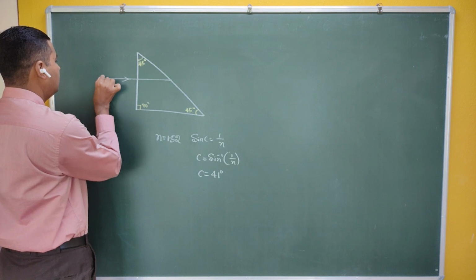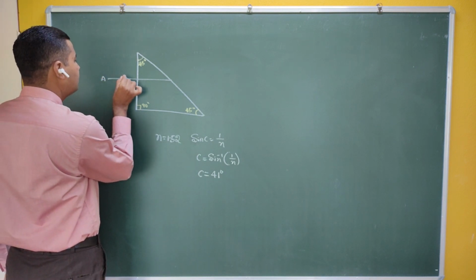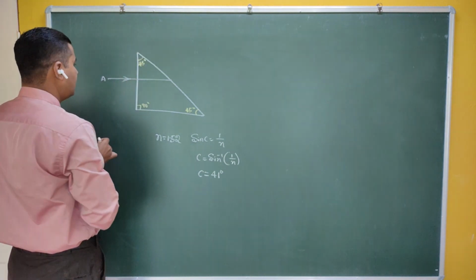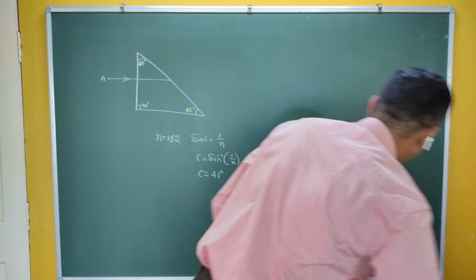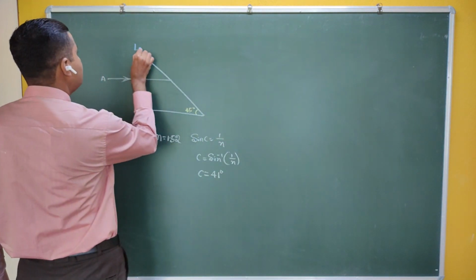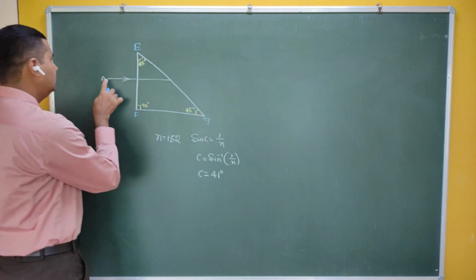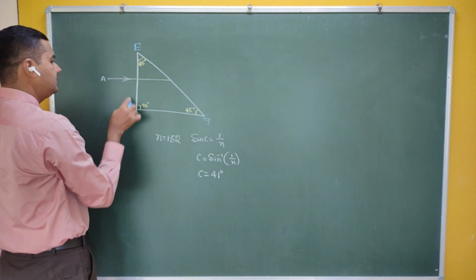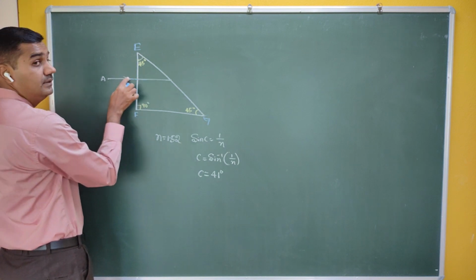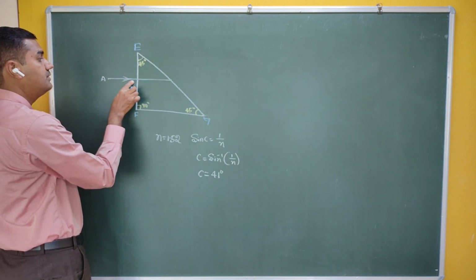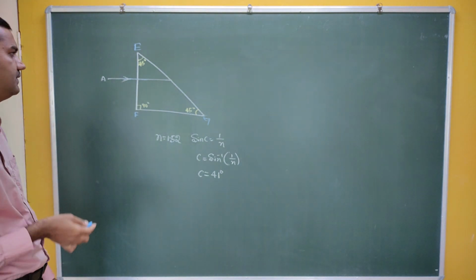You can see here. If I call this point A, the light falls on this particular surface. Let me call this triangle EFG. So this particular ray falls on the surface EF. How does it fall? You can see here, normally. That means i is equal to 0. You know that when i is equal to 0, r automatically becomes 0.